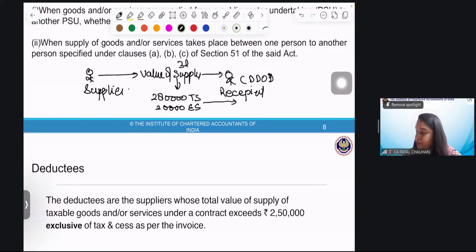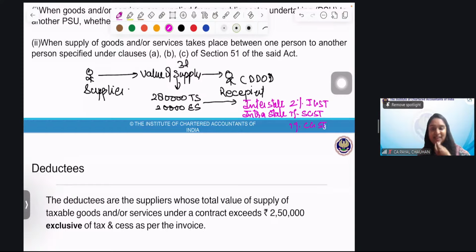Ma'am, is this interstate or intrastate? See, I'll tell you. If it is interstate, then 2% of IGST. But if it is intrastate, then the answer will be 1% SGST and 1% CGST. Did everyone get it? Easy? Perfect? It's a simple chapter, a very simple chapter. I have given you many questions at the end for application purposes that will give more clarity, right?